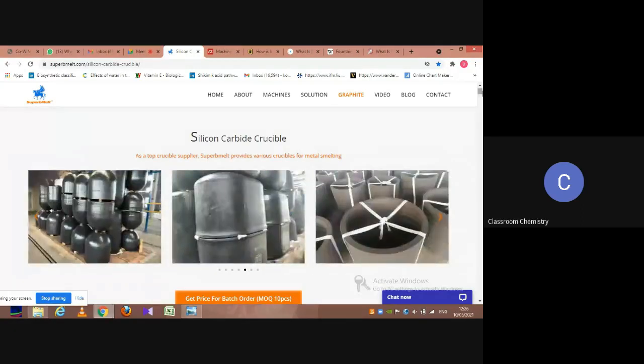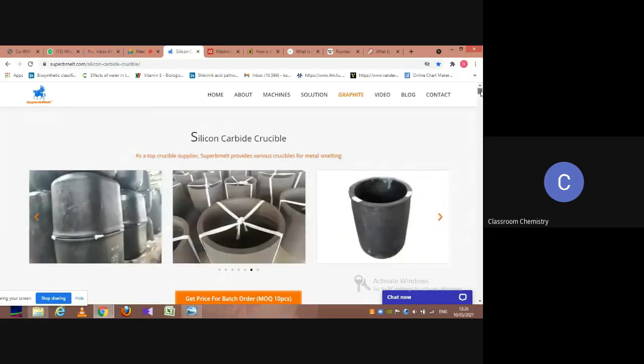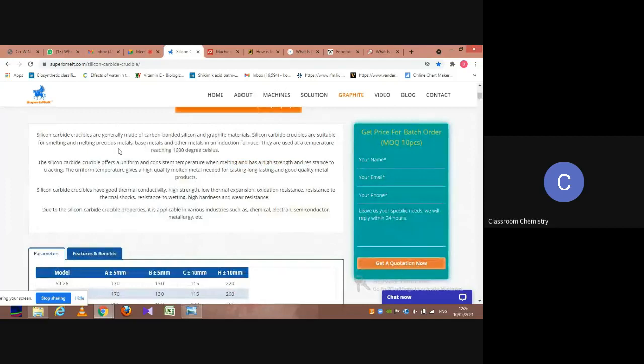Okay, now we will discuss the material and its properties. Okay, what is meant by silicon carbide material and how these crucibles are made. Okay, so these silicon carbide crucibles are generally made of carbon bonded silicon and graphite materials. Okay, so this is the raw material and how it is made is written there. So these silicon carbide crucibles are suitable for smelting and melting precious metal.